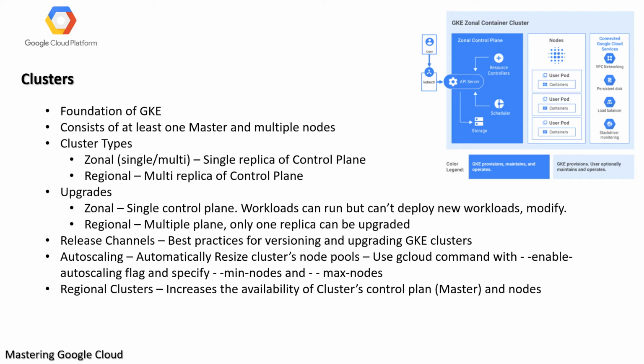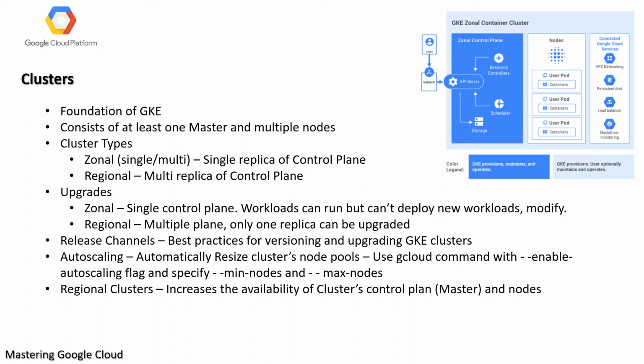Use a zonal cluster to create or upgrade clusters rapidly when availability is less of a concern. Use a regional cluster when availability is more important than flexibility. Carefully select the cluster type when you create a cluster because you cannot change it after the cluster is created. Regardless of how you manage your cluster's version, it is recommended that you always enable auto upgrade for the cluster and its nodes. Release channels provide Google Kubernetes Engine best practices for versioning and upgrading your GKE clusters.